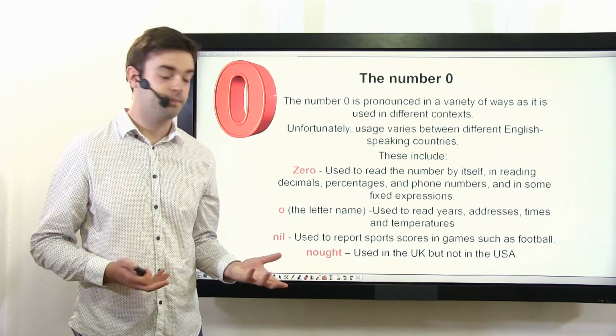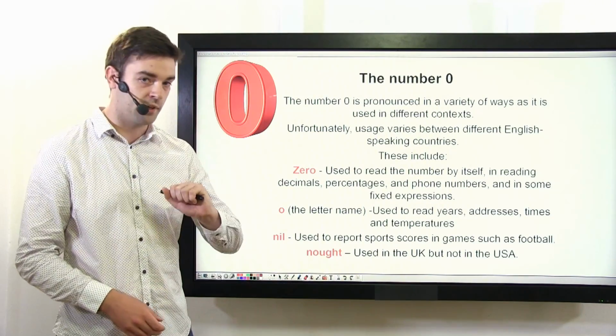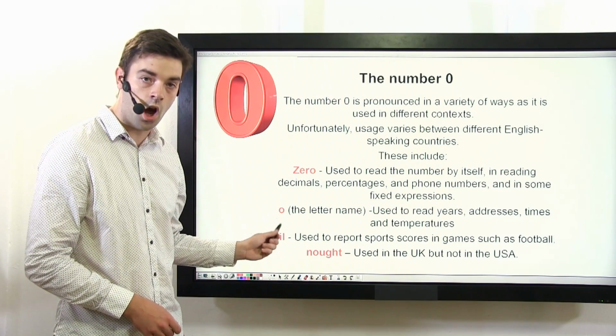Number 0 is pronounced in different contexts. Unfortunately, usage varies. So these include 0, when you're using decimal points, percentages, and phone numbers, and in some fixed expressions. We can also pronounce it as just O.